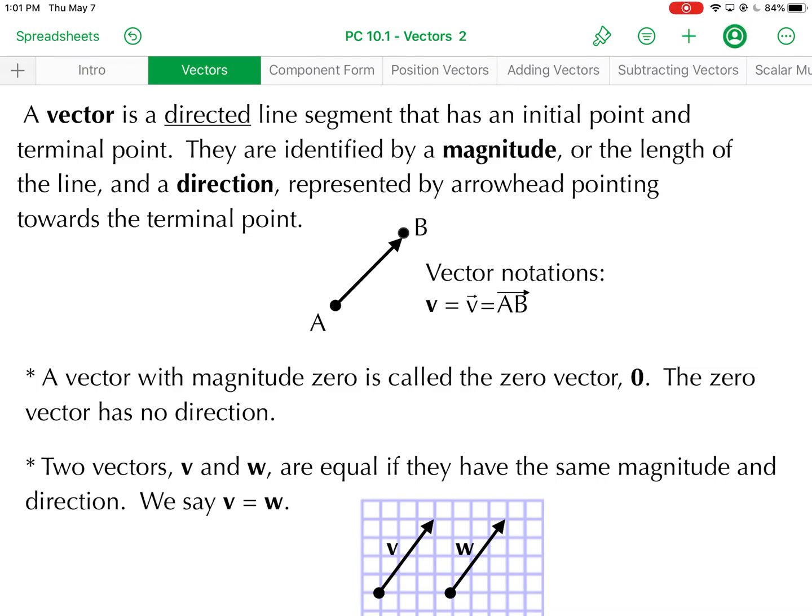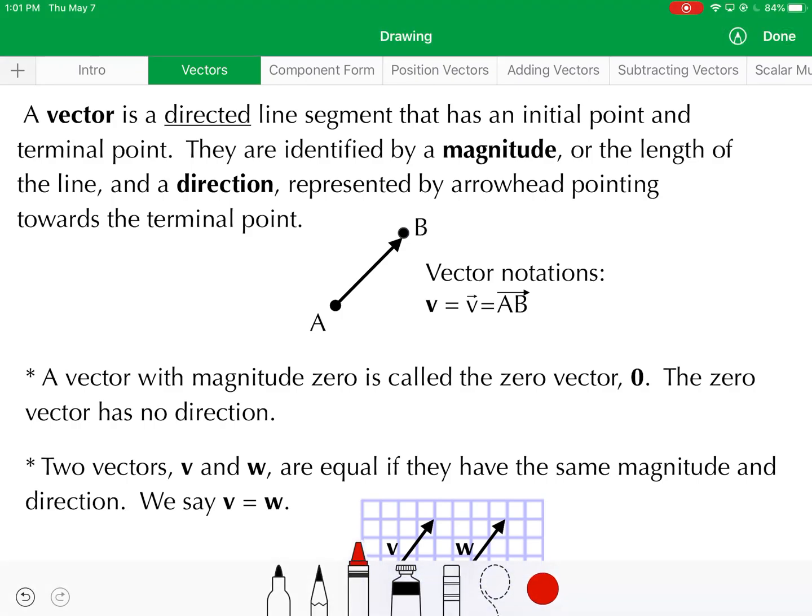So understand a vector is a directed line segment that has an initial point and a terminal point associated with it. Vectors are always identified by their magnitude, which is just the length of the line segment, and also by the direction, which is represented by an arrowhead pointing towards your terminal point. So here I have pictured vector AB. Point A would be your initial point, okay? And point B would be your terminal point since the arrow is pointing towards it.